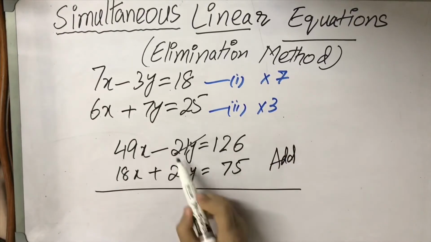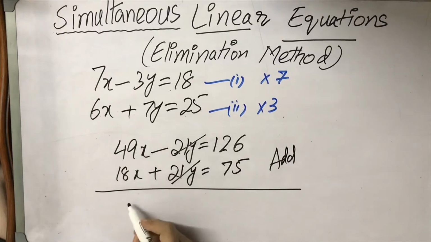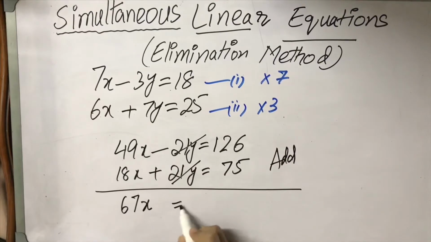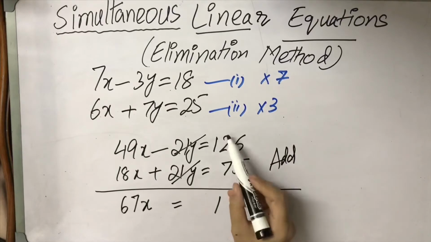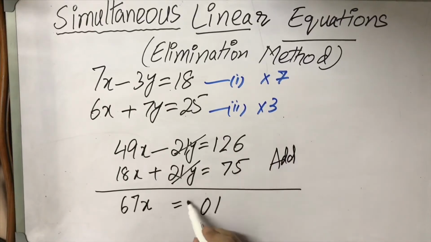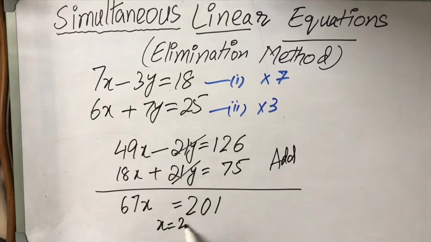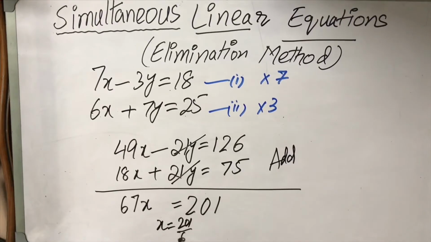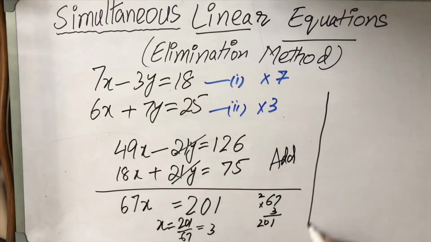Minus 21y cancels 21y, 49 plus 18 is 67x, 126 plus 75 equals 201. X will be 201 over 67. Let's check, 67 3s are 201, yes. Okay, now the value of x is 3.